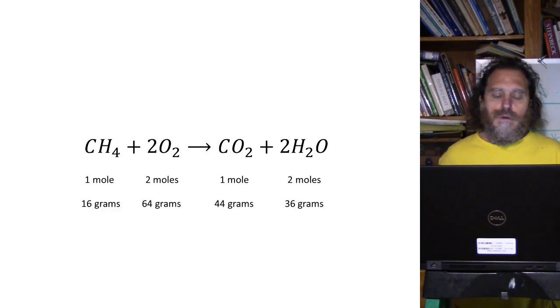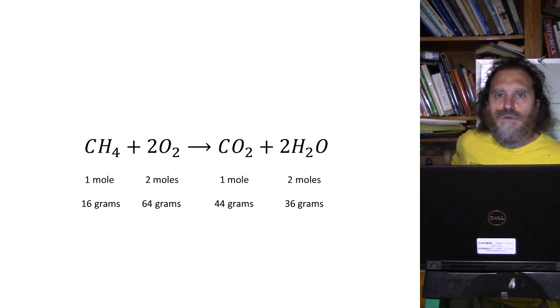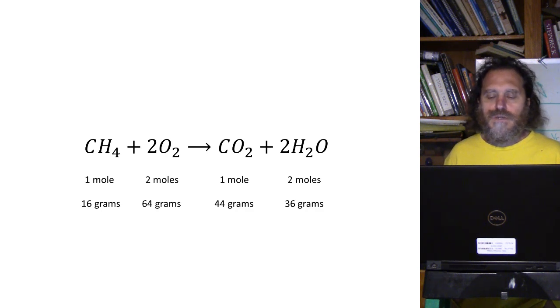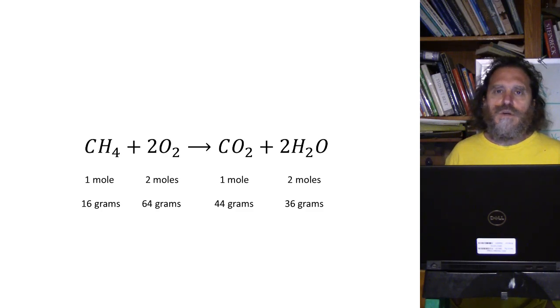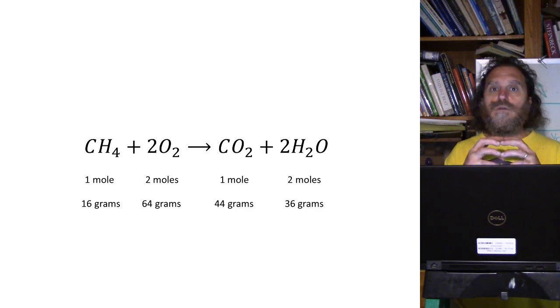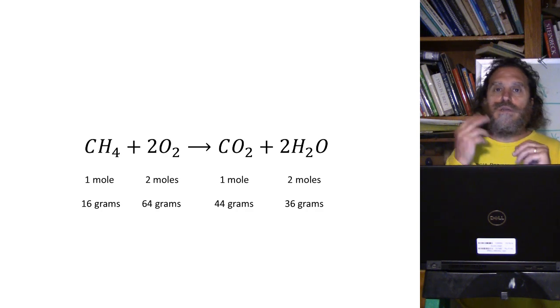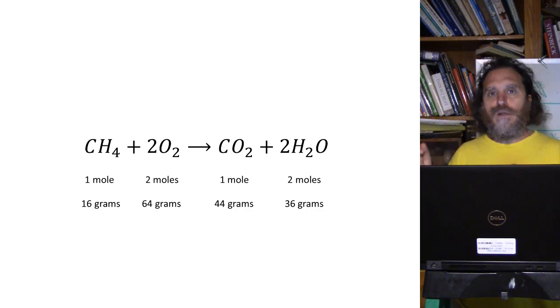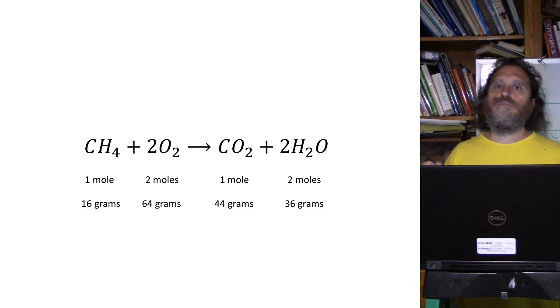So you could write this like this: for every 16 grams of methane that's used up in the combustion of methane, you need 64 grams of oxygen, and that gives you 44 grams of carbon dioxide and 36 grams of water. So you see what I've done here. The molar mass of oxygen atoms is 16 grams. So the molar mass of molecular oxygen is 32 grams, because each oxygen molecule contains 2 oxygen atoms. And so 2 moles of oxygen molecules is 64 grams of oxygen, right?